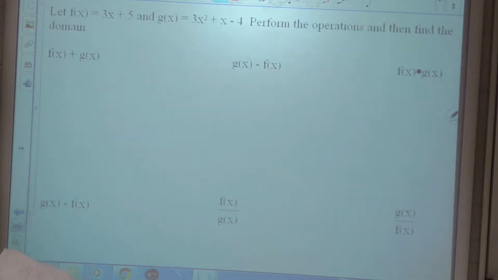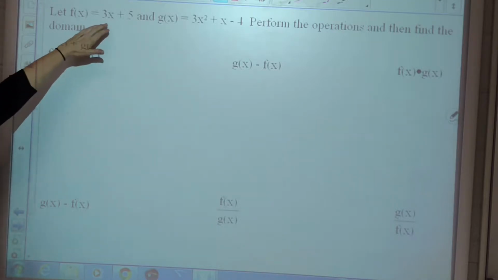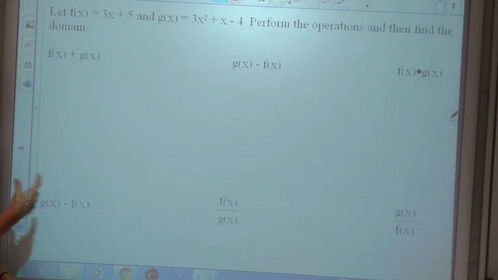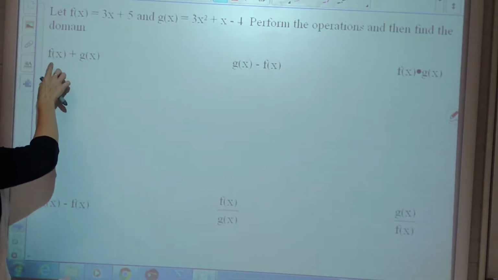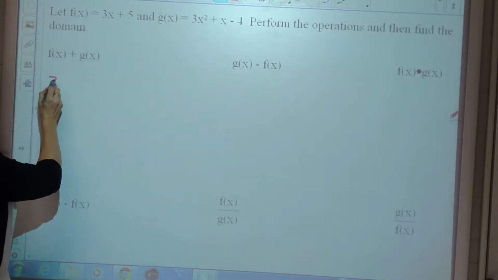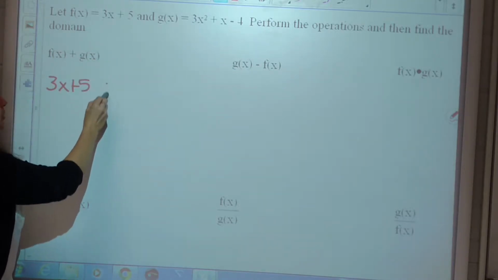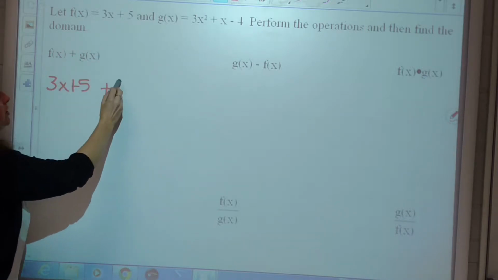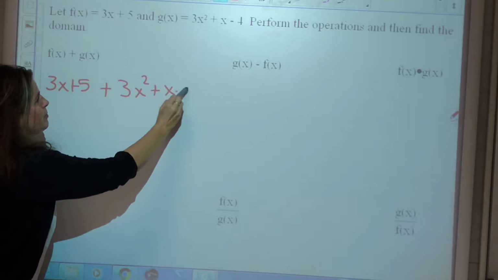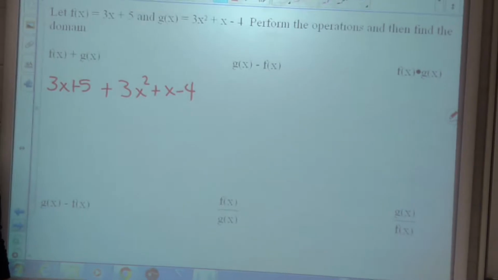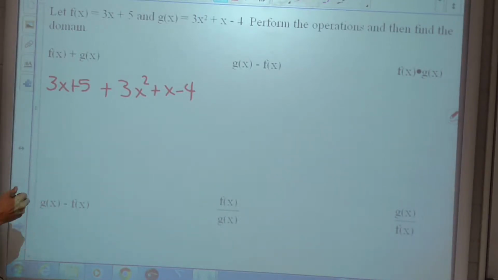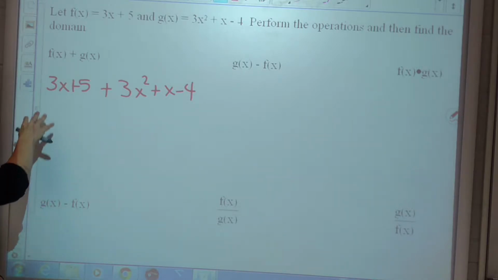Looking at some algebraic problems, this is the new stuff for today. They're going to actually give us the algebraic expression for that function. To do these, all we're doing is replacing f of x with its actual expression, 3x plus 5, and I'm going to add to that the g of x expression, 3x squared plus x minus 4. Notice I'm emphasizing expression. There is no equation really here. We can substitute and find values, but we're not looking at an equation specifically at the moment.